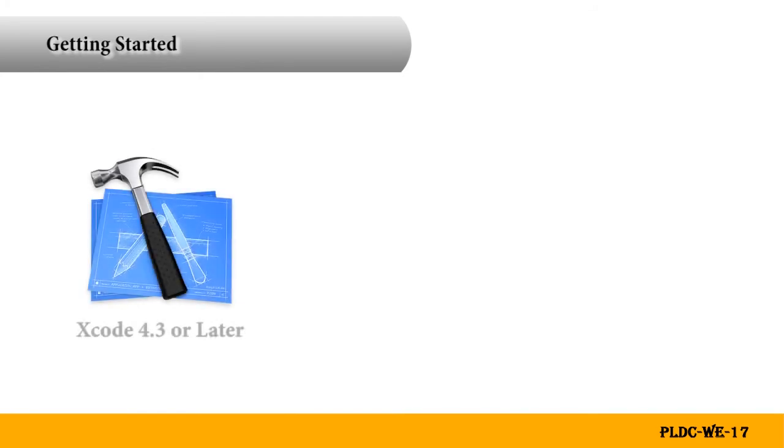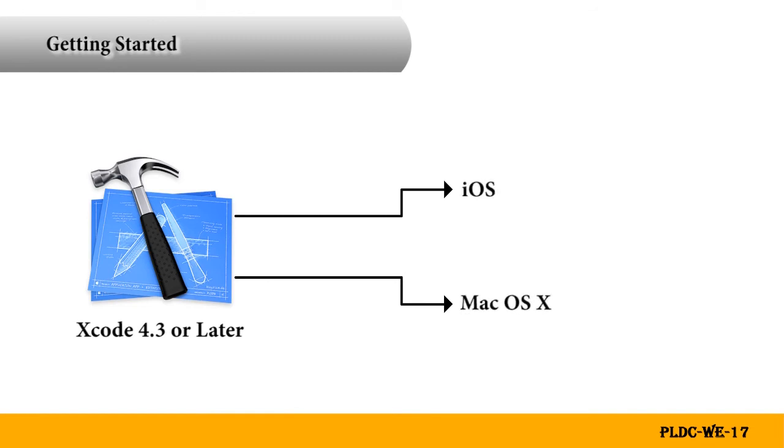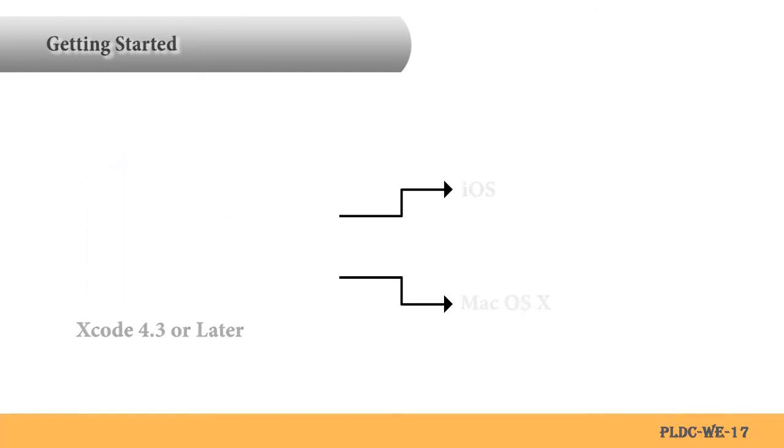To create the iOS app in this tutorial, you need Xcode 4.3 or later. Xcode is Apple's integrated development environment for both iOS and Mac OS X development. When you install Xcode on your Mac, you also get the iOS SDK, which includes the programming interfaces of the iOS platform.